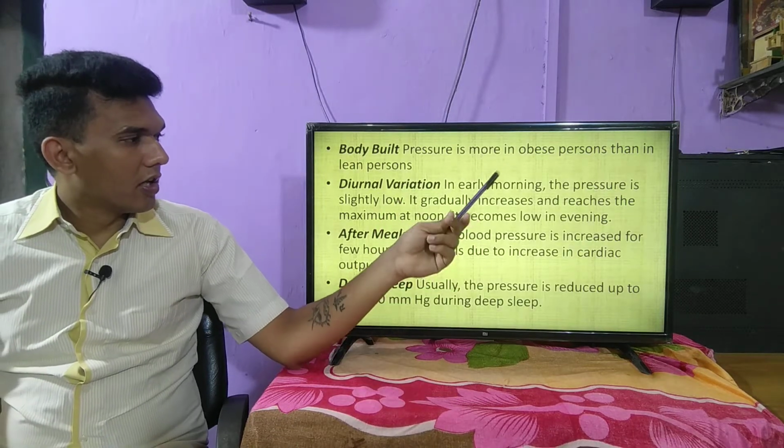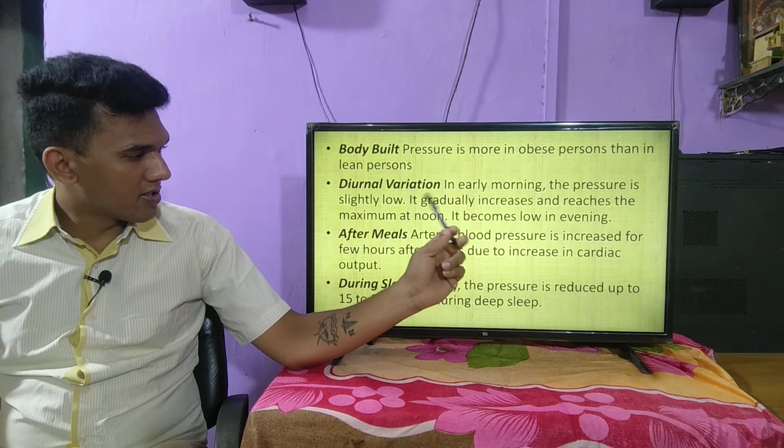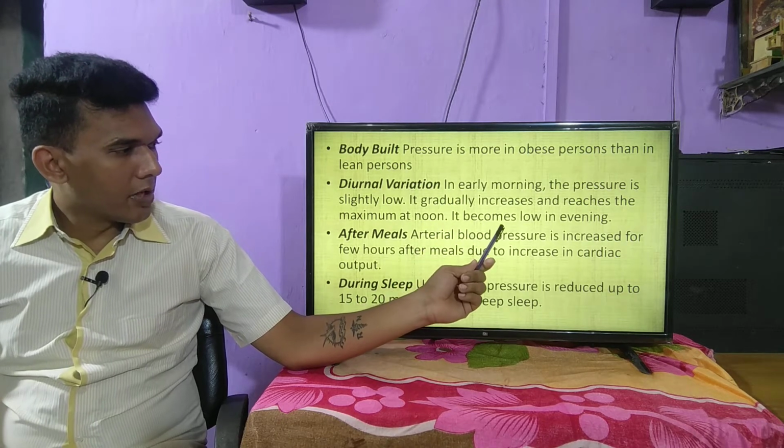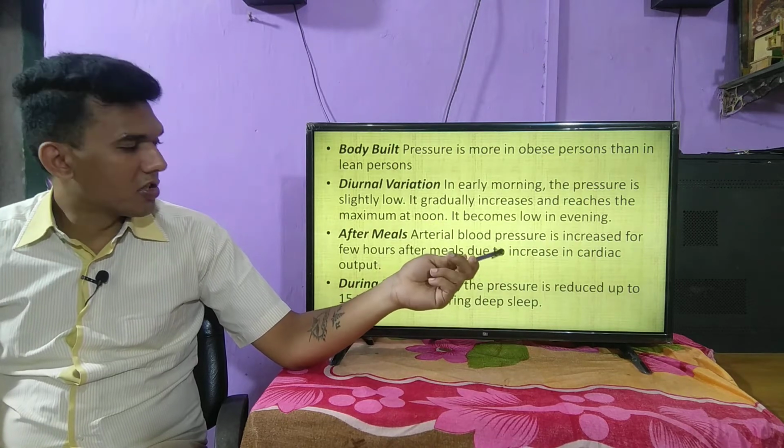Diurnal variation. In the early morning, the pressure is low and generally increases and reaches the maximum at noon and becomes low in the evening. So this is normal diurnal variation.